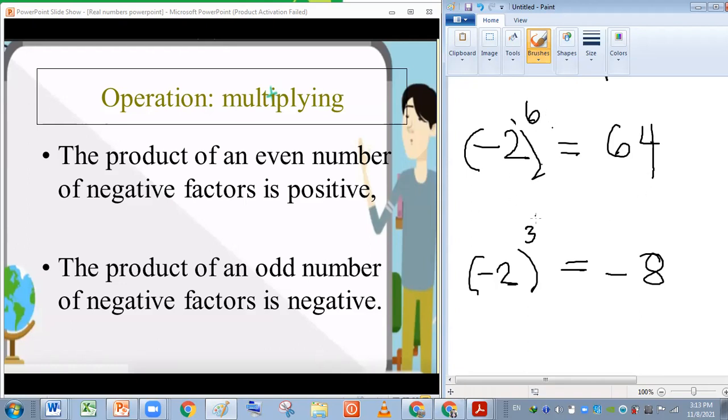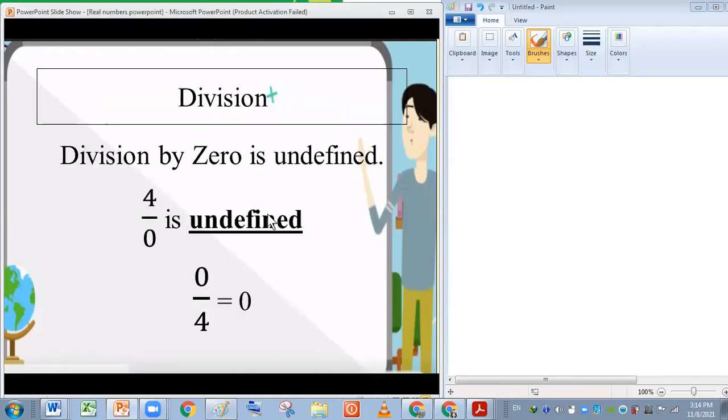On the other hand, if we have -2 raised to the power of 5, which is an odd number, we are sure that it is a negative answer, and that is -32, correct? So -32. That is what it means: the product of an odd number of negative factors is negative, and the product of an even number of negative factors is positive.